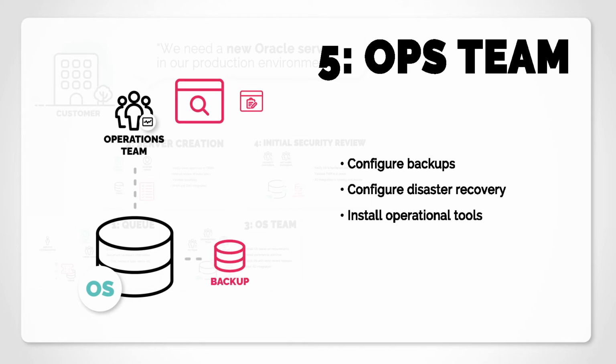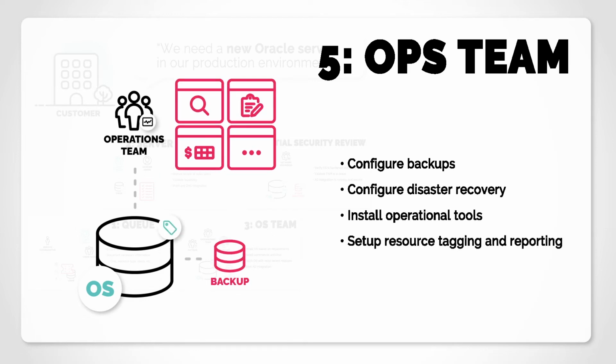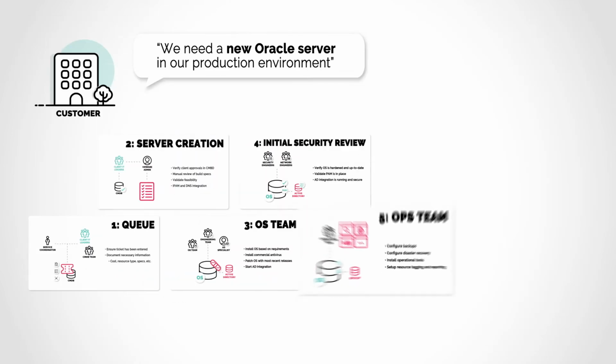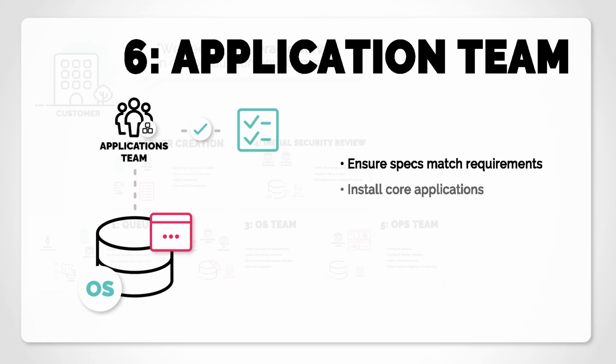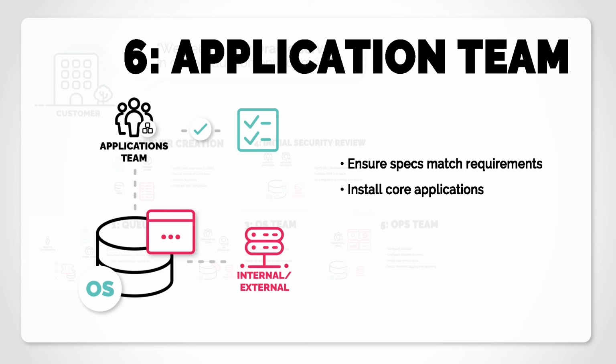Operational tools for monitoring, logging, cost management, and more are then installed, and a system for resource tagging and reporting is configured for future visibility. Next, it's up to the application team to ensure that the VM spec and OS flavors match the app requirements. Core applications then must be installed while internal and external networks are configured. Don't worry, we're almost done.